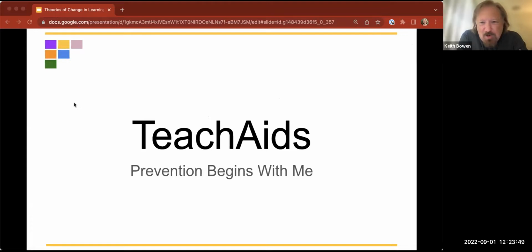Let's look at another illustration using a program called Prevention Begins With Me, from the nonprofit TeachAids. This is also a program that came out of Stanford's Learning Sciences and Technology Design. A focus of my work is on building capacity in fragile states and zones of conflict. This case study by a colleague of ours, Pia Sorkar, is one that I particularly like to share.